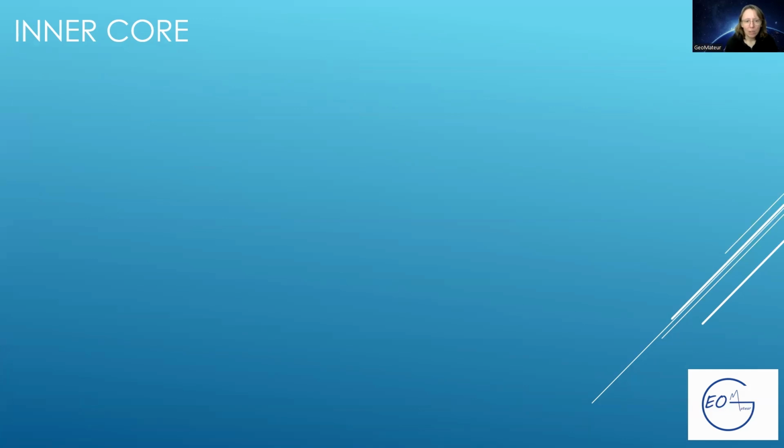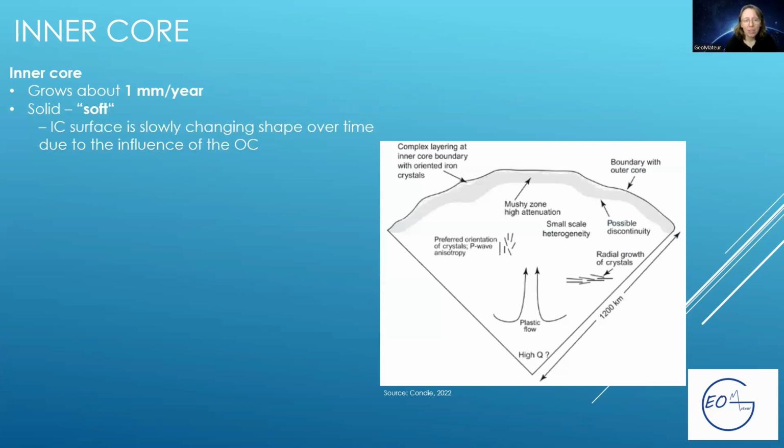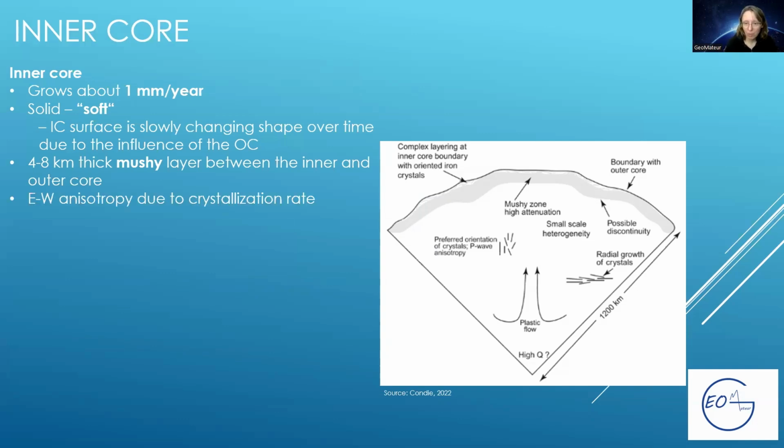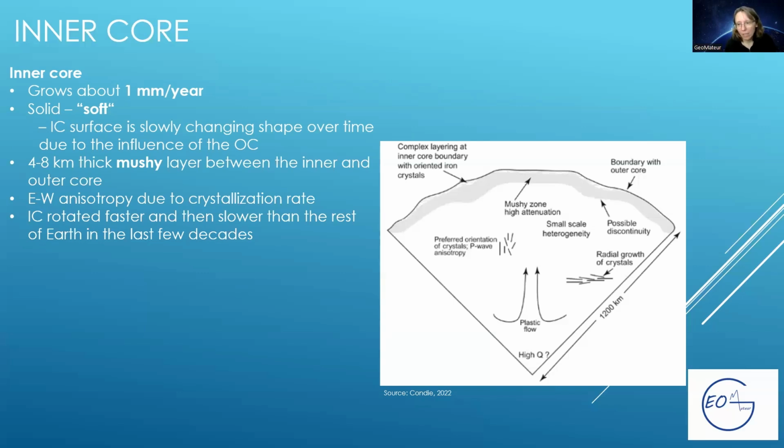So we just talked about crystallization in F layers. The crystallization means that the inner core grows. It grows around 1 millimeter per year. The inner core is solid, but please do not think about the inner core as a cannonball. The inner core surface is slowly changing shape over time due to influence of the outer core. There is a 4 to 8 kilometer thick mushy layer between the inner core and the outer core. The inner core also shows west anisotropy due to crystallization rate, and inner core rotated faster and then slower than the rest of the Earth in the last few decades.